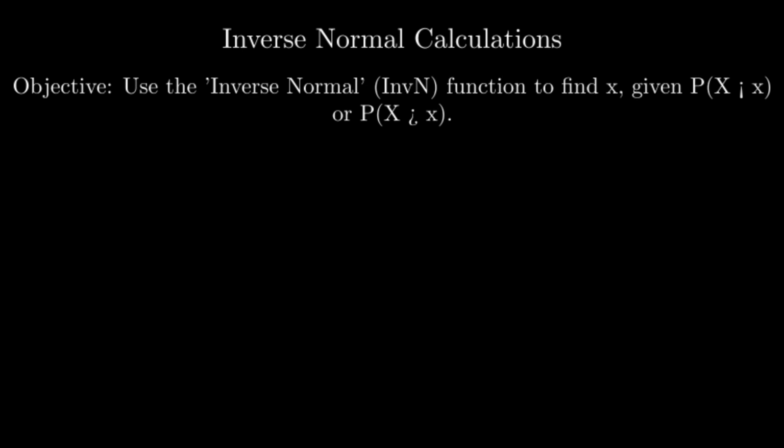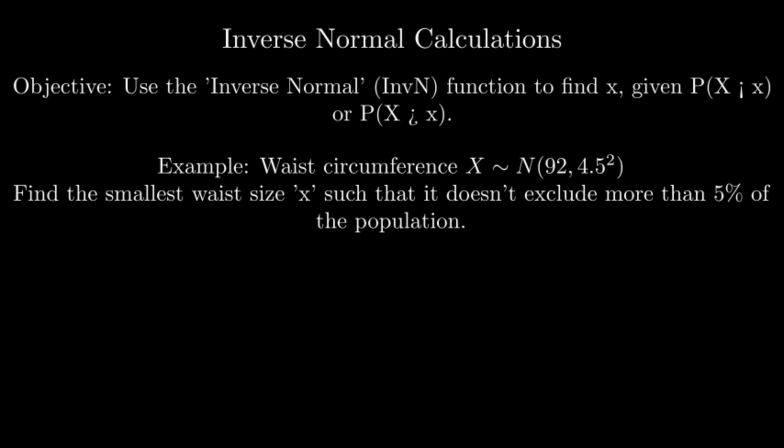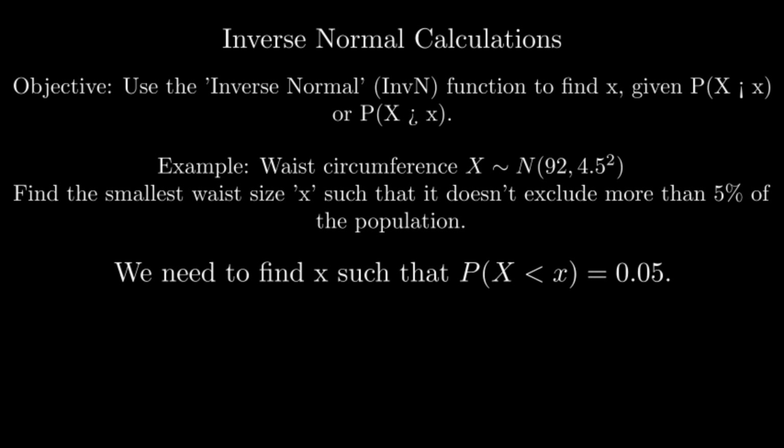Let's look at an example. A trouser manufacturer wants to design sizes for adult males whose waist circumference is normally distributed with a mean of 92 centimeters and a standard deviation of 4.5 centimeters. The company wants to make sure their smallest size fits at least the bottom 5% of the population. This means they are looking for a waist size, let's call it X, where the probability of having a waist smaller than X is 0.05. So we are trying to solve the equation P(x < X) = 0.05. We know the probability and we want to find the value X.